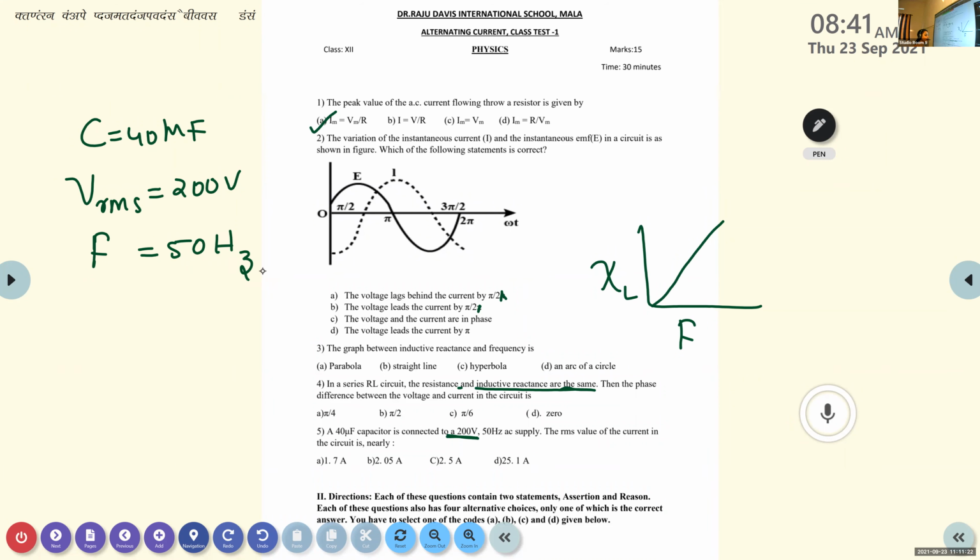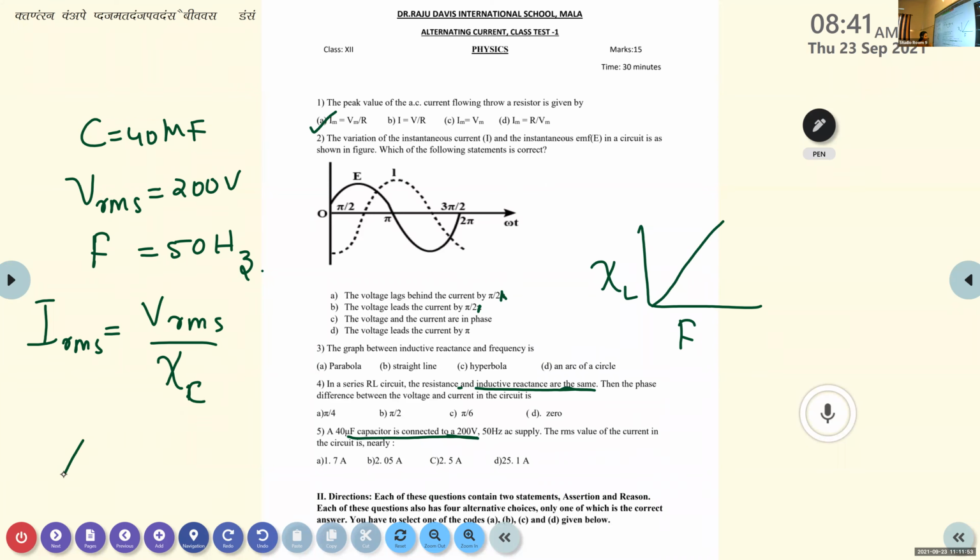Then calculate the RMS value of the current in the circuit. How can we calculate the RMS value of current? IRMS is equal to VRMS divided by, this is a circuit which contains a capacitor only, so VRMS by the resistance offered by the capacitor, that is the capacitive reactance chi C. IRMS is equal to VRMS by chi C. So here we need the value of chi C.